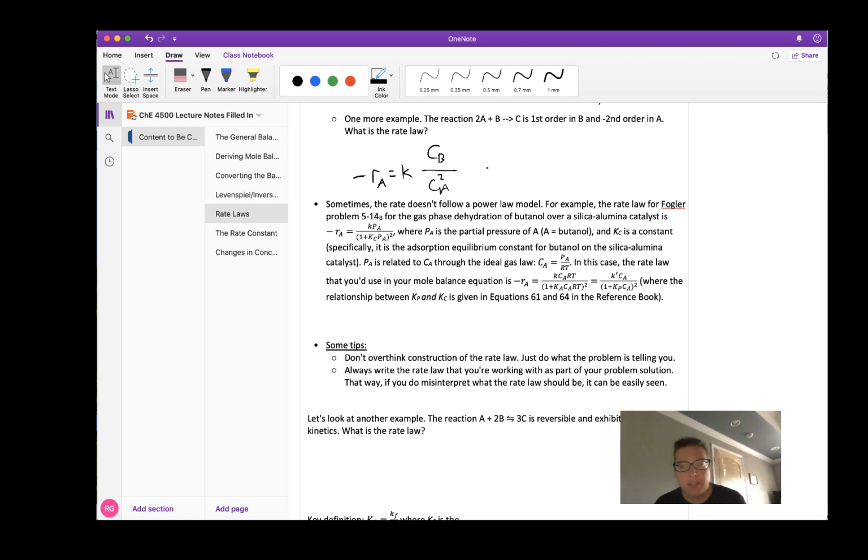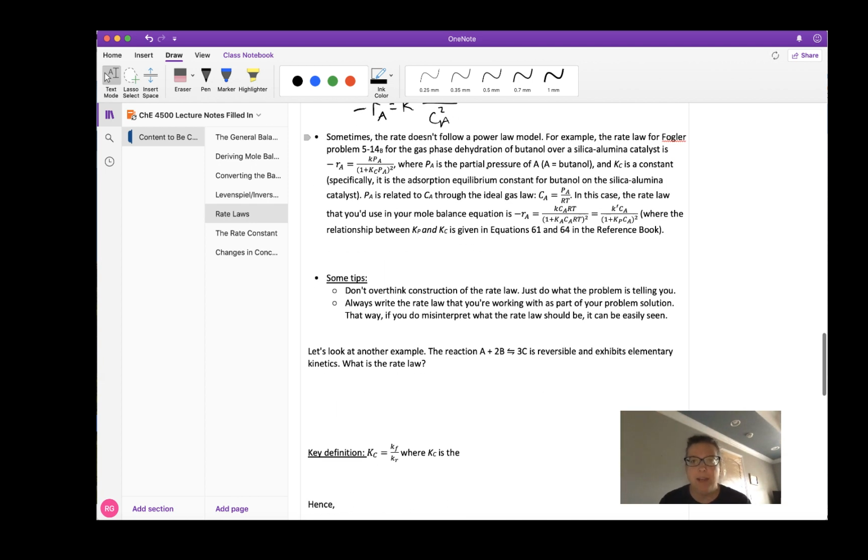So other examples that you'll see in this class, sometimes the rate doesn't follow a power law model. For example, for problem 5-14, which I believe you're going to do at some point in this class, this is the reaction. It's a dehydration reaction of butanol over a catalyst, and the rate law is given to you, so you don't have to derive it. It's given to you like this, where PA is the partial pressure of A, which is butanol, and Kc is the adsorption equilibrium constant for butanol on the catalyst.